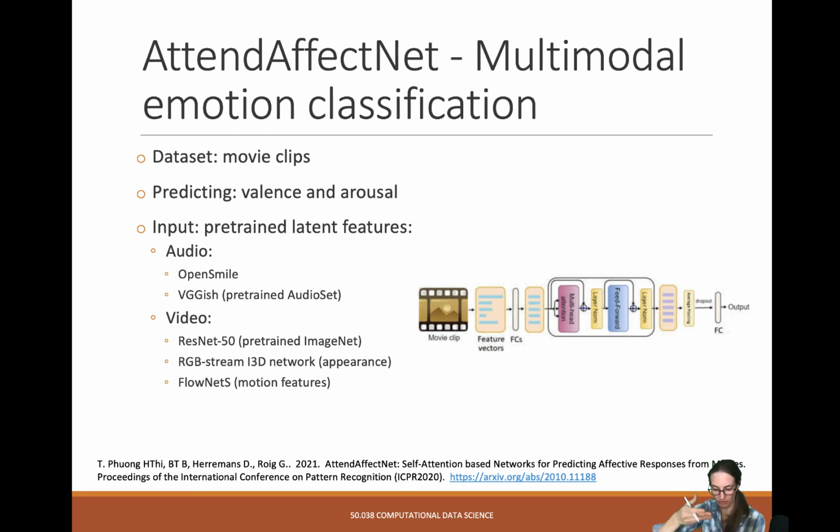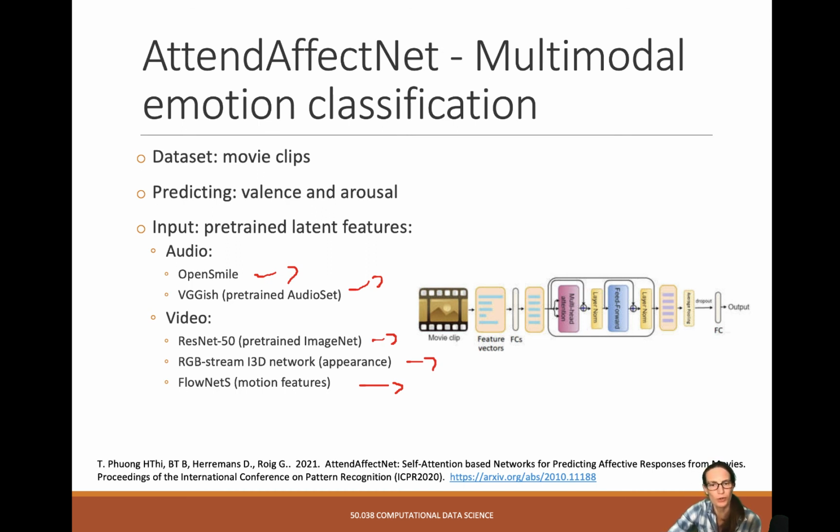We have audio and video and emotion, so she used the OpenSmile library to get frequency spectrogram-based features, not neural network related. Then she used VGG-ish, pre-trained on AudioSet, to get features. For video, she used ResNet 50 pre-trained on ImageNet. And then she used the i3D network as well, which is more scene detection, and also action recognition. Then she used FlowNet to get motion features.